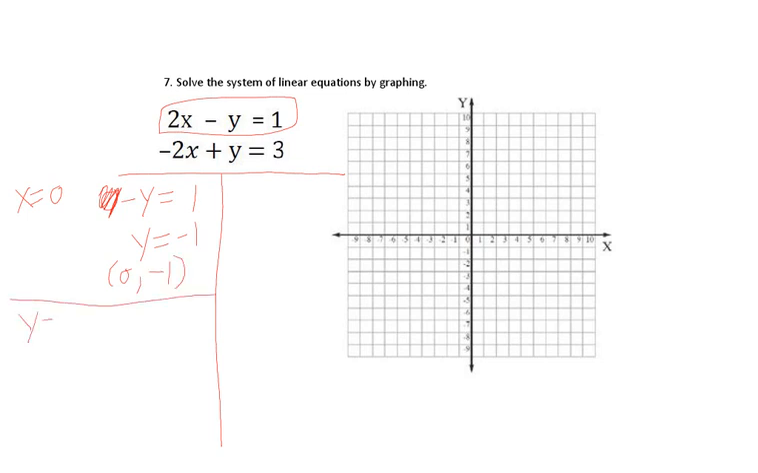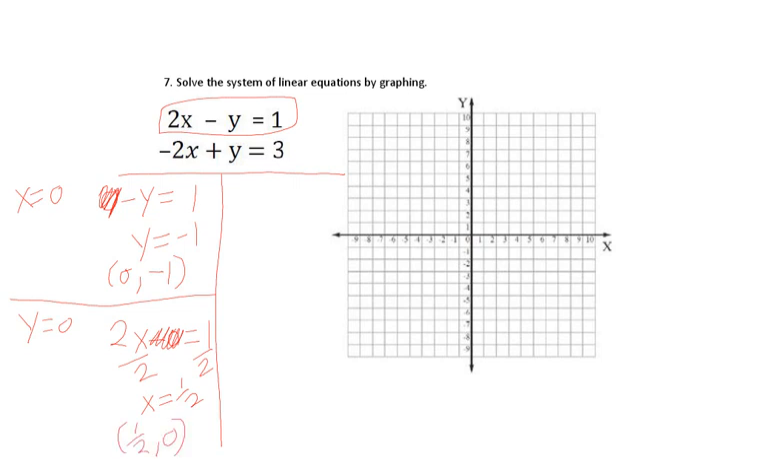Okay, if you did y equals 0, that means you're going to be left with 2x minus 0 equals 1. You don't need the 0, so that's 2x equals 1. And if you divide by 2, you're not going to like this. You're going to get x equals 1 half. So you have a point at 1 half, 0.